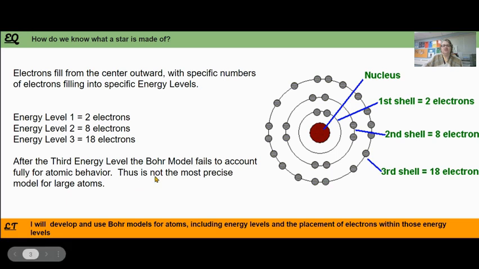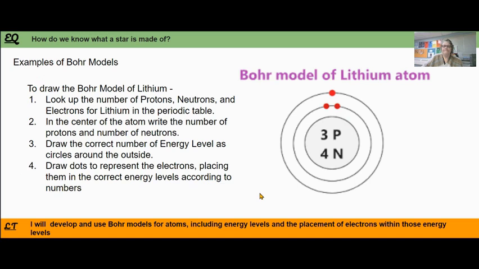After that third energy level, the Bohr model fails to account fully for atomic behavior. Honestly, once we get past that third level, the Bohr model just kind of breaks down. It doesn't necessarily show things correctly. So we typically don't go out past that third level when we're talking about the Bohr model.